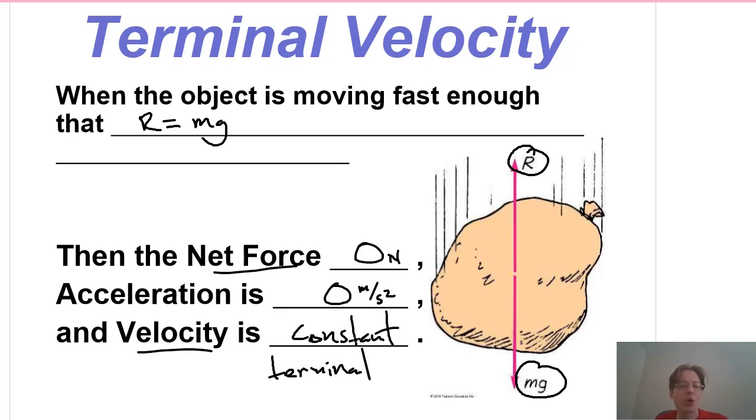Or it's reached a terminal, final velocity. It's no longer gaining speed. It's reached the maximum speed it's going to have when it falls to the Earth.